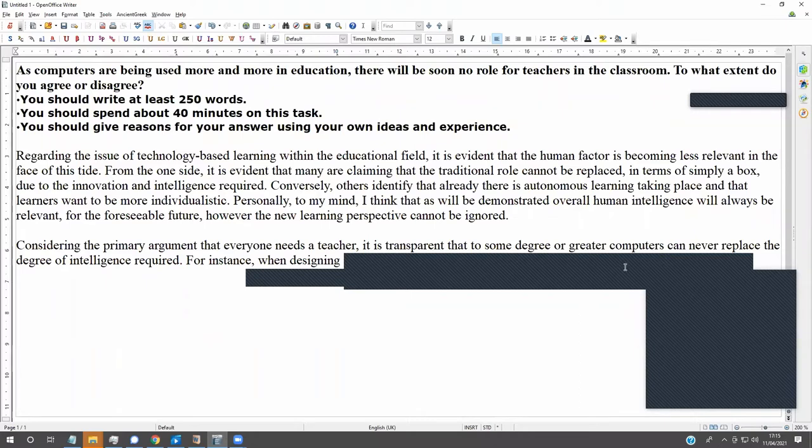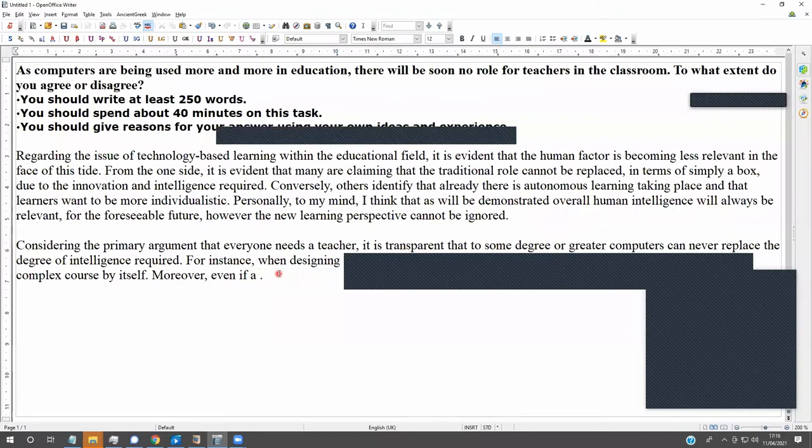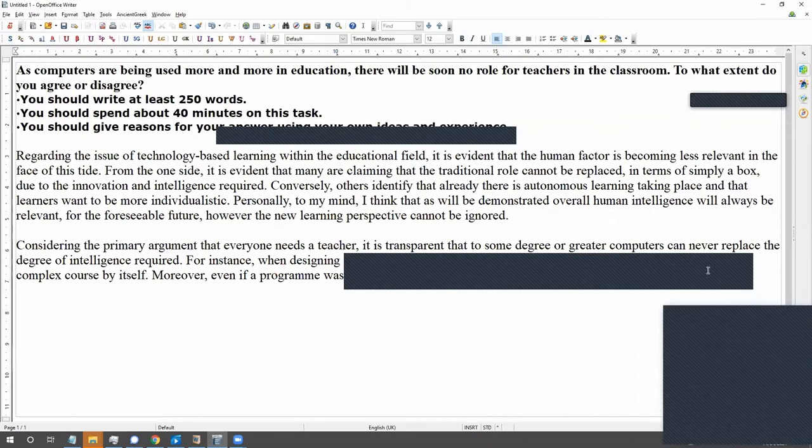For instance, when designing courses, it's clear that no computer can do this, such as designing a complex course by itself. And moreover, even if a program was designed that could run independently, it would not be able to create completely new learning pathways in the UK currently. So I like to put in a real life example, not make it too theoretical.